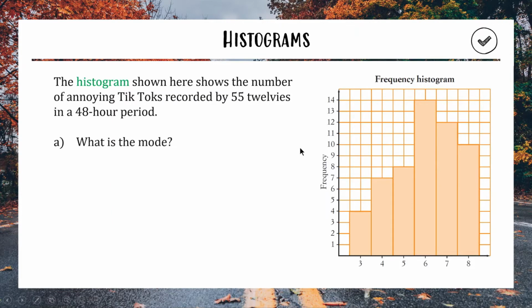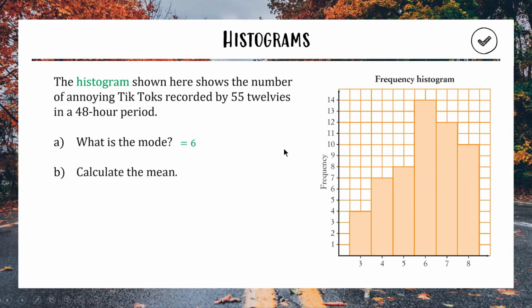Okay, we're going to find the modal score from our data set. So histograms make questions like this very, very simple because you can quite clearly see which of our scores has the highest frequency because it has the highest column. So the score of 6 occurred 14 times, so there is our mode.